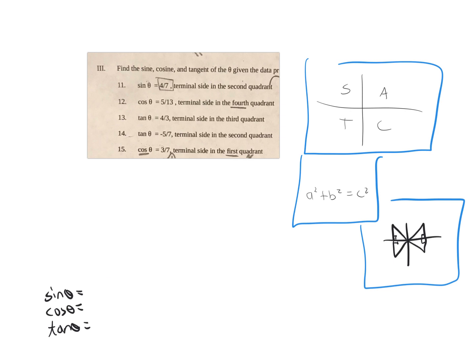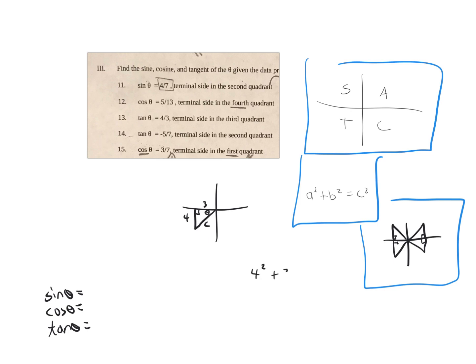All right, looking at problem number 13, the tan of theta is 4 over 3. The terminal side is in the third quadrant, so we'd be dealing with a triangle that kind of looks like that. Tan is opposite over adjacent, so that would be 4 over 3. Using the Pythagorean theorem to find, we'll call that C. That's also a special right triangle. I happen to know that that's 5, but let's use the Pythagorean theorem.